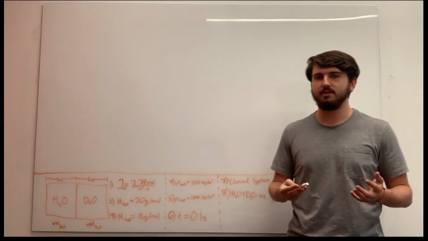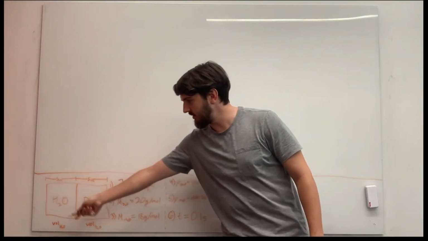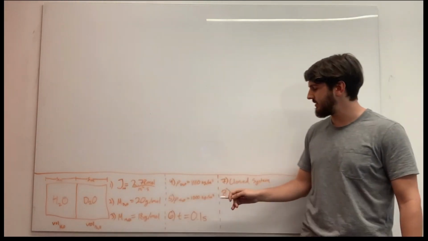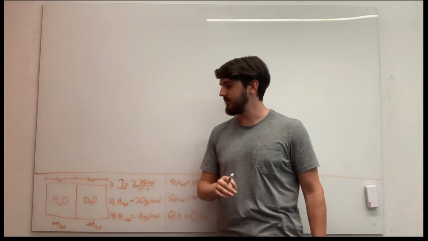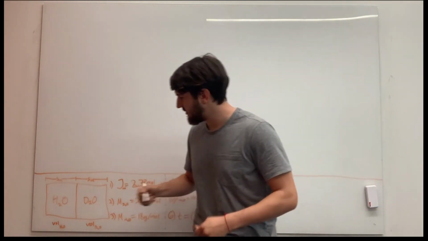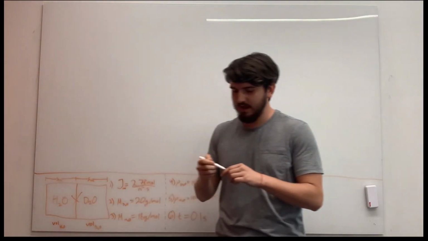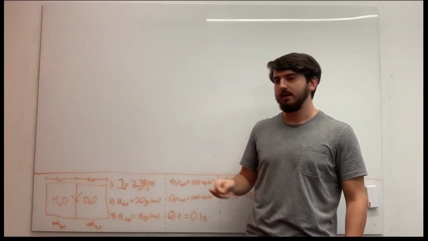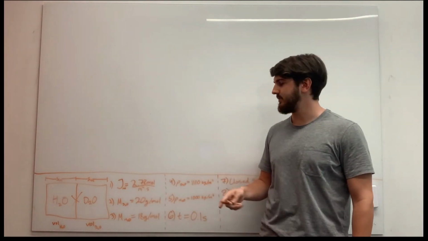Now, some givens that we have with this is we know that for sure it's a closed system. There's nothing that goes in, nothing that goes out, it stays like that. We know that H2O and D2O are both liquids. We also know that the maximum molar diffusion flux, once that divider is broken, is 2.78 moles over meters squared times seconds.